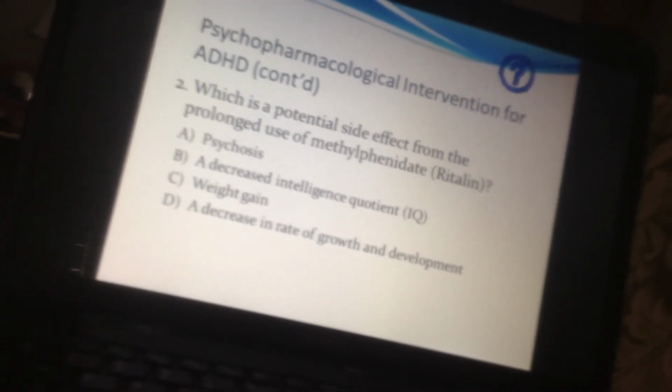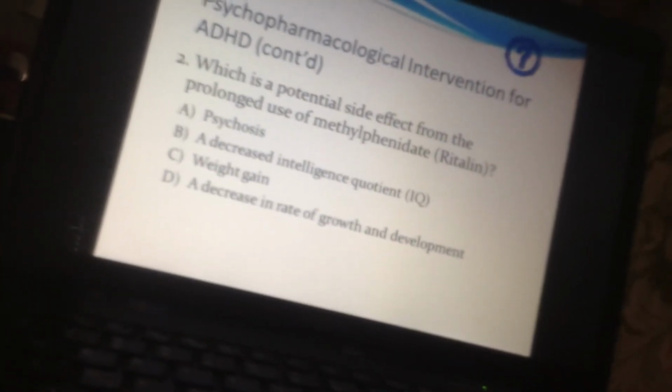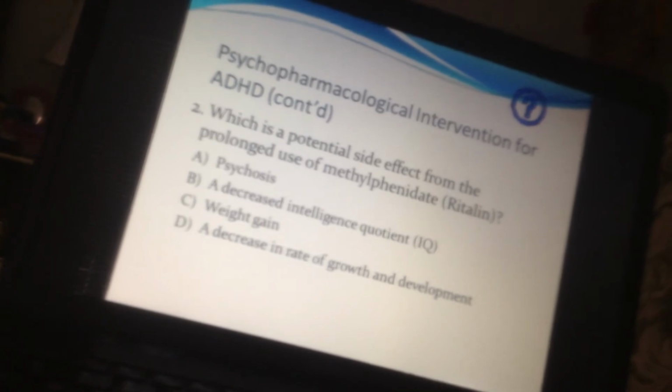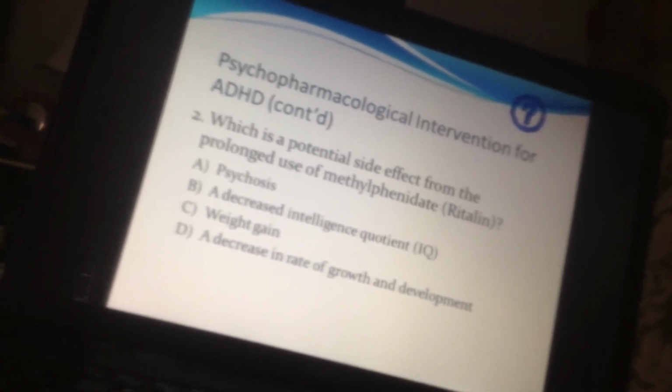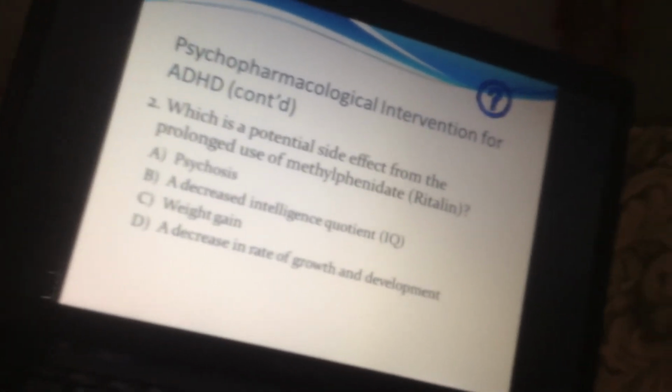Which is a potential side effect from the prolonged use of Ritalin. This is again a CNS stimulant, so when I talked about Ritalin or CNS stimulants, I told you to remember that it causes a decrease in the rate of growth and development. So that is the answer.